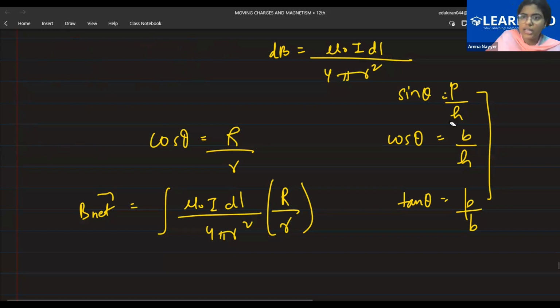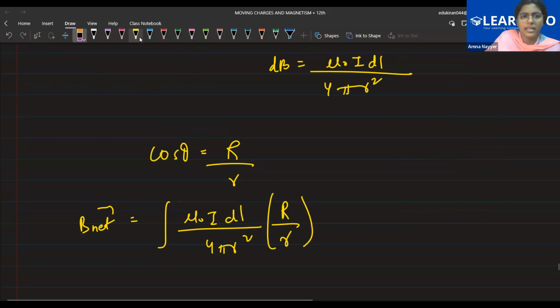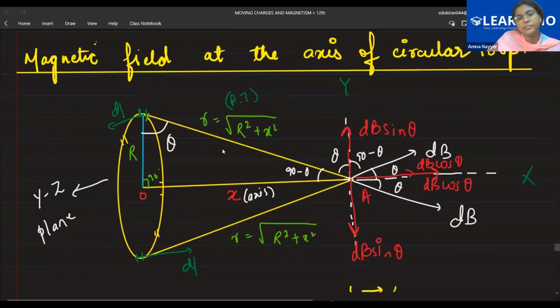All those who took time to answer, I think except Rishita, nobody could answer quick and correct. Everybody has taken time. So cos theta is basically r by smaller r. So instead, dB is ready, cos theta is ready. Did you understand this cos theta part? Look, this is the base of the triangle, right? This is the angle.